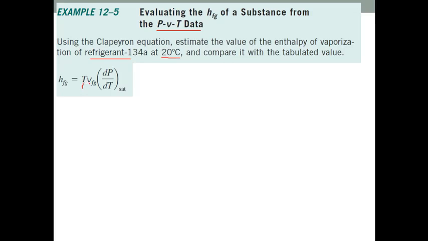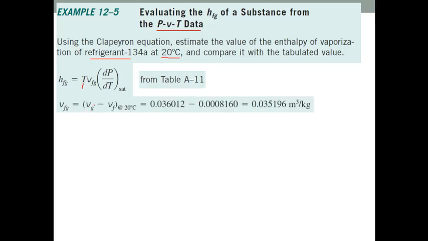So at 20 degrees we have to calculate the specific volume for saturated liquid and saturated vapor, I mean vg and vf at the given temperature, and similarly we have to figure out the slope at the given temperature. So at 20 degrees C we have to calculate three different values: one of them is vf, then vg, and then the slope, right? From table A-11 we can get the value of vg as well as vf at 20 degrees C. If we put those values in we can get vfg, and similarly we need to calculate the value of this slope at 20 degrees C.